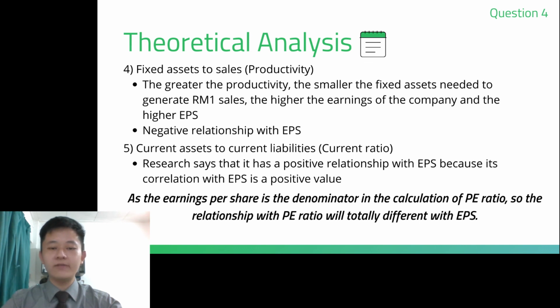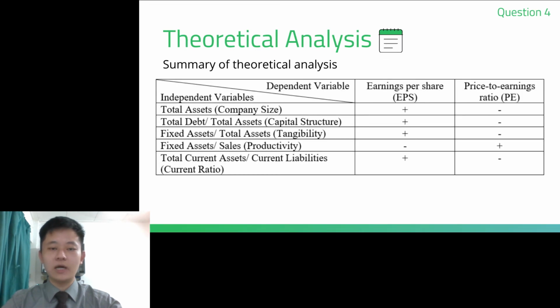For the last independent variable, current ratio, research says that it had a positive relationship with EPS because its correlation with EPS is a positive value. As the earnings per share is the denominator in the calculation of the PE ratio, the relationship with the PE ratio will be totally different from EPS. And here is the summary of the theoretical analysis.